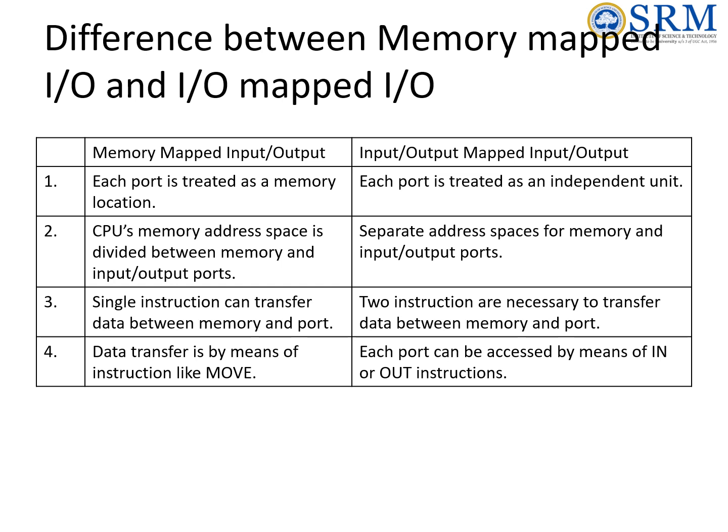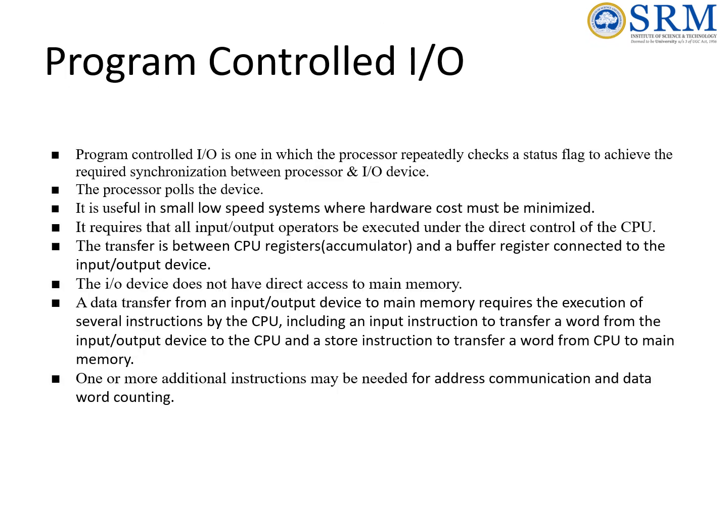So next is memory mapped IO. Each port is treated as a memory location, whereas in isolated IO, each port is treated as an independent unit. In memory mapped IO, the CPU memory address space is divided between memory and IO ports. In isolated IO, there is a separate address space for memory and IO ports. In memory mapped IO, a single instruction can carry data between memory and port. In isolated IO, you need two transfer instructions to transfer data, by means of instructions like move. Each port can be accessed by means of in and out instructions.